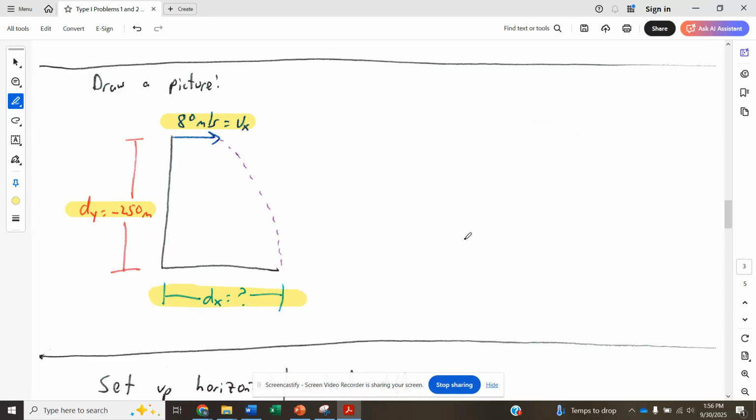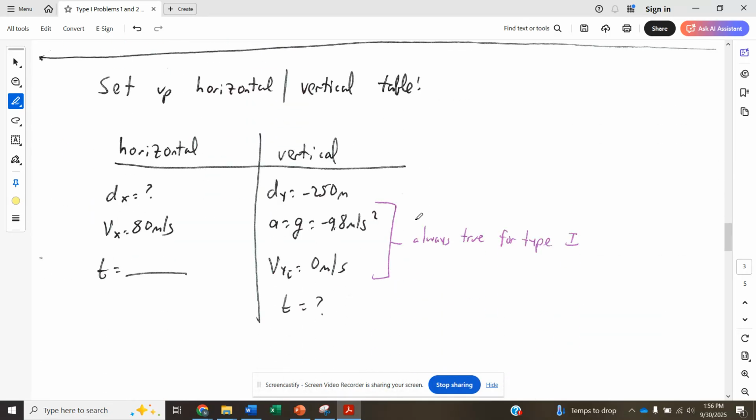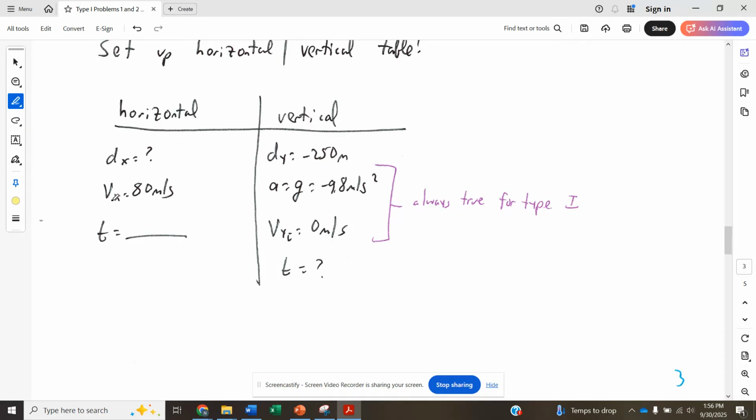So once again, we'll start by creating a horizontal and vertical table. We'll fill in that dx is the variable we're trying to solve for, and that we were given that velocity in x of 80 meters per second. We'll also fill in that vertical drop distance. We can fill in negative 9.8 meters per second squared for acceleration, and that the initial velocity in y is 0. These two ideas are always true for type 1 problems.